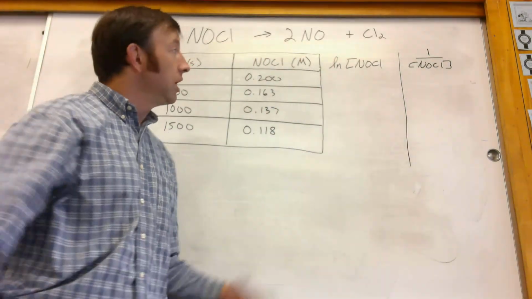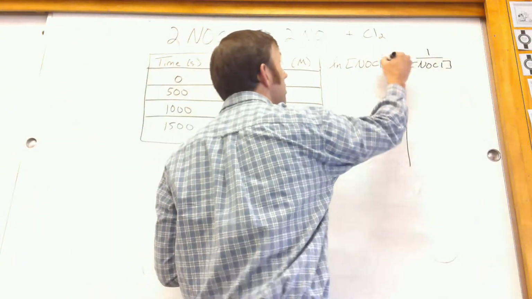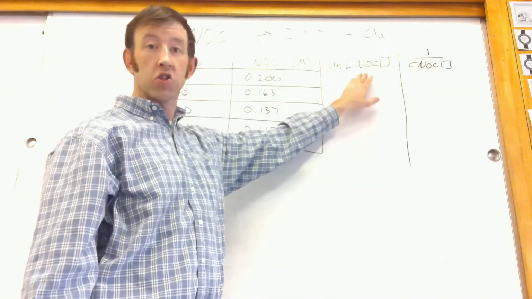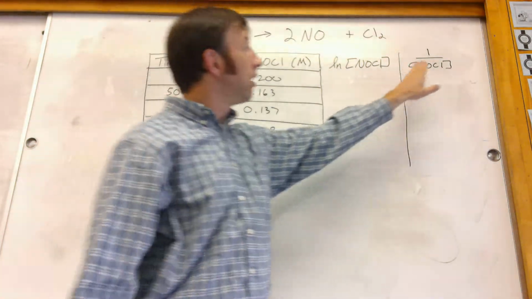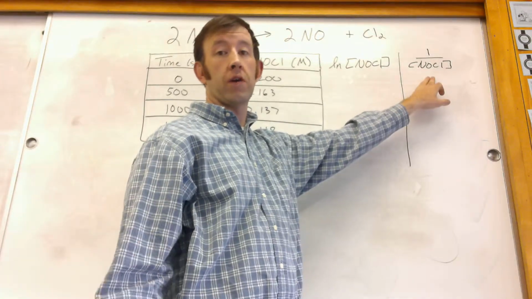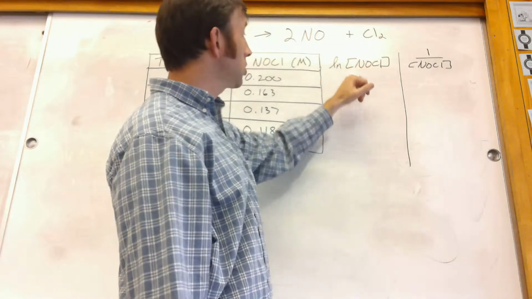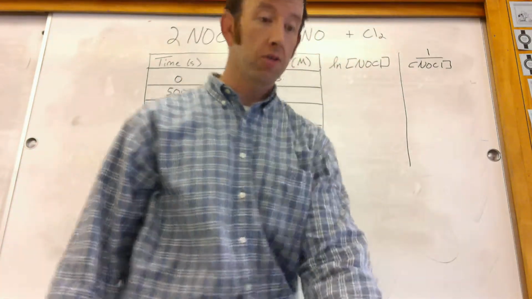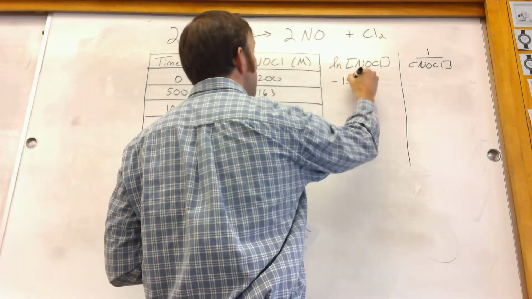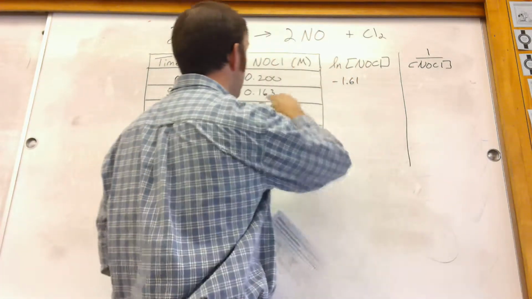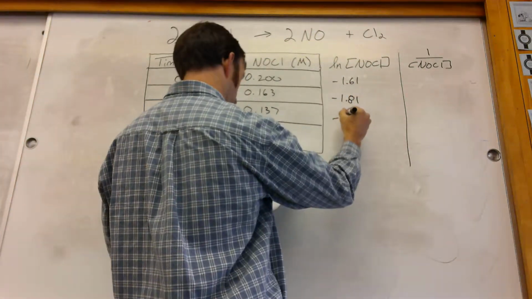If you recall from the rest of the Chem Quest, the natural log of this molarity would give us a straight line on the graph if it's a first order reactant. The inverse of that molarity will give us a straight line if it's a second order reactant. So we're going to push our buttons on our calculator. Natural log of 0.200 gets me negative 1.61, right? Natural log of 0.163, negative 1.81, and so on.